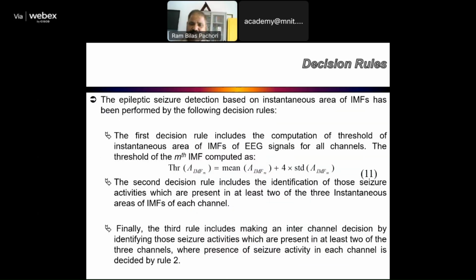Epilepsy detection based on the instantaneous area of IMFs has been performed by the following decision rules. The first decision rule includes the computation of the threshold of each area of IMFs of each signal of all channels, and the threshold of the mth IMF is computed by equation 11. The second decision rule requires the identification of those seizure activities which are present in at least 2 of the 3 area of IMFs of each channel. And finally, the third rule requires making an inter-channel decision by identifying those seizure activities which are available in at least 2 of the 3 channels, where presence of seizure activity in each channel is decided by rule 2.